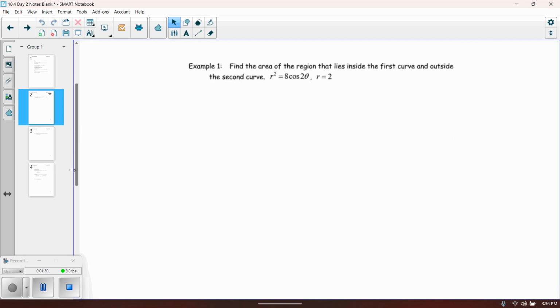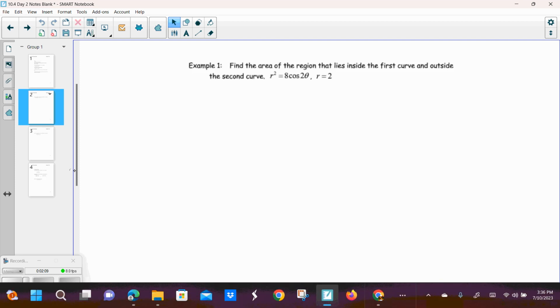This one's interesting. Find the area of the region that lies inside the first curve and outside the second curve. R squared equals 8 cosine 2 theta and r equals 2. So the interesting part about this one is that the first curve is not described by r, it's described by r squared, which is definitely going to make it a little bit more challenging to graph.